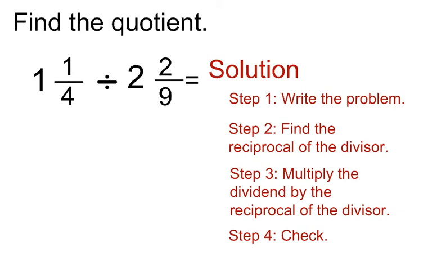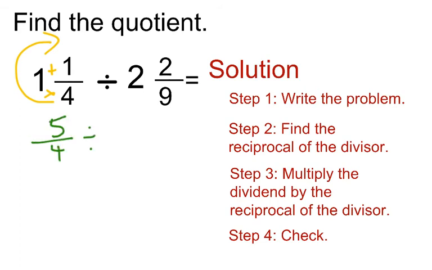Let's look at another example with mixed numbers. So we have 1 1/4 divided by 2 2/9. So in this problem, we of course need to change the mixed numbers into improper fractions first. So remember, we multiply, then add in a counterclockwise direction. So we have 4 times 1, which is 4, plus 1, which is 5.